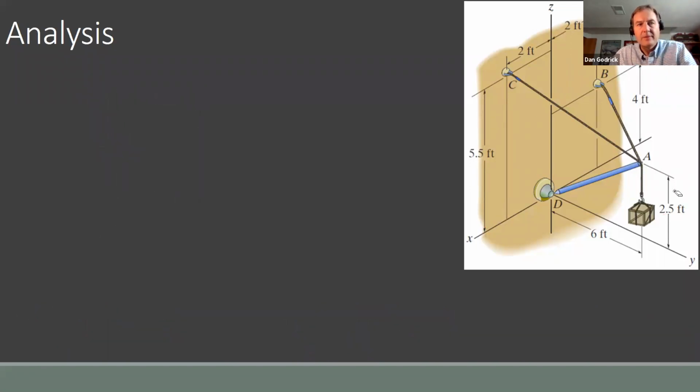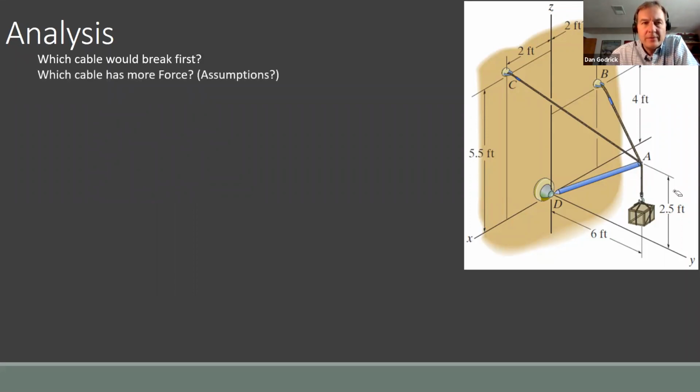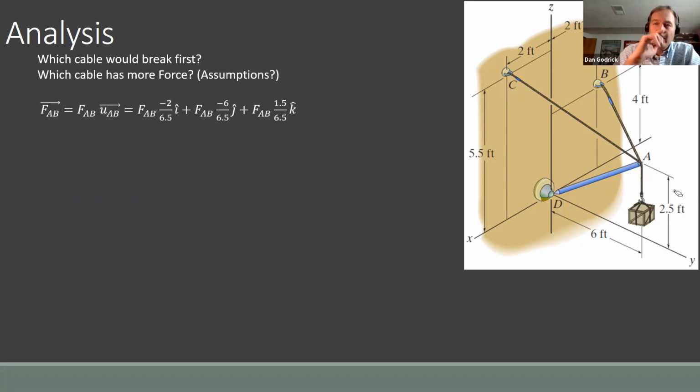All right, so let's do it. So if we had the question, which cable would break first? Which cable has more force? So that assumes that the cables are the same cross-section, they're made of the same materials. If you can think of an extra assumption, that's cool too. All right, so what is F_AB? The force in AB is the magnitude of the force in AB times that direction. And we said the direction vector was minus 2 over 6.5, minus 6 over 6.5, and 1.5 over 6.5.